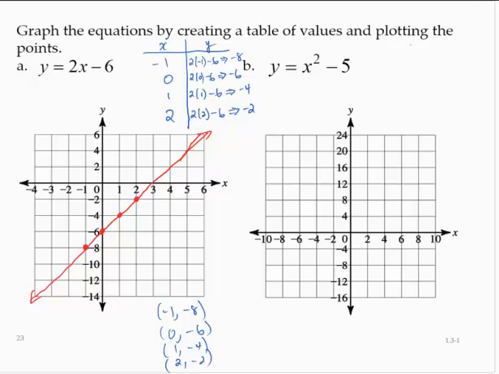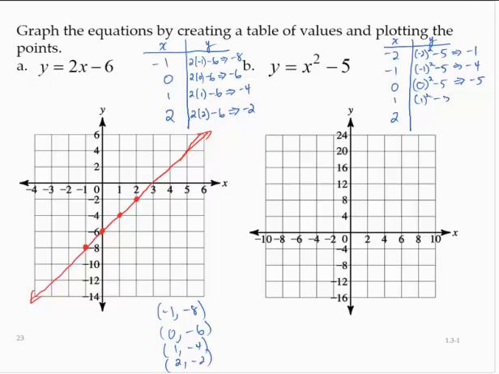So let me set up a table of values again. And I'm going to use negative 2 through 2 as my inputs. So we would have negative 2 squared minus 5. That's 4 minus 5, which is negative 1. Negative 1 squared minus 5, which is 1 minus 5, is negative 4. 0 squared minus 5 is 0 minus 5, which is negative 5.